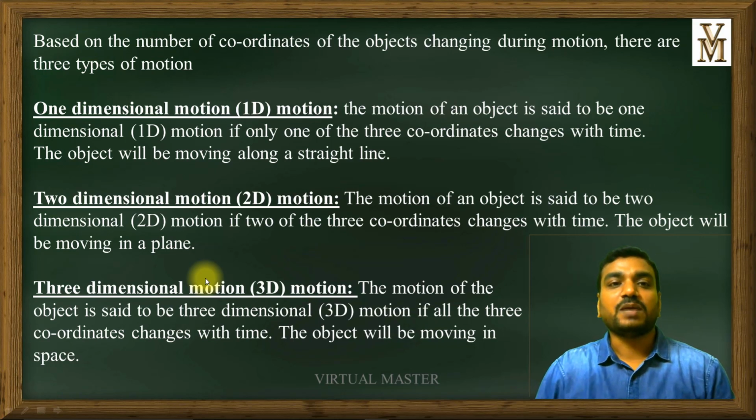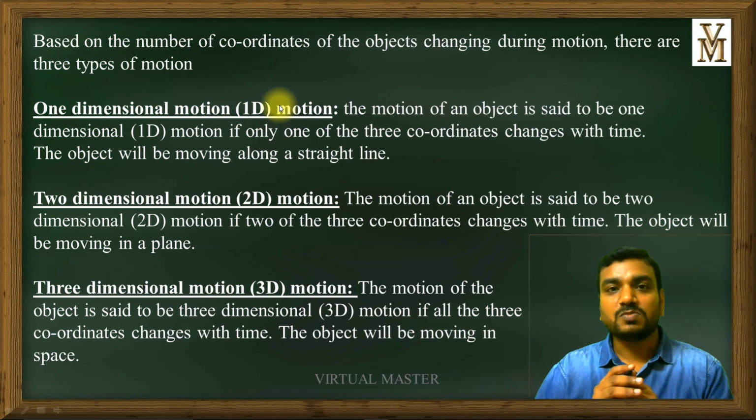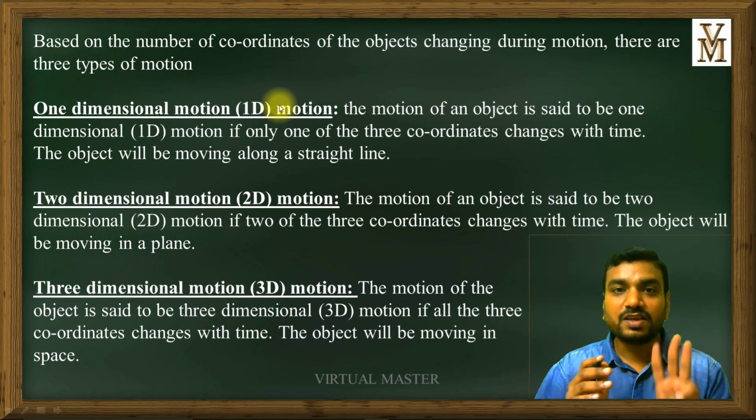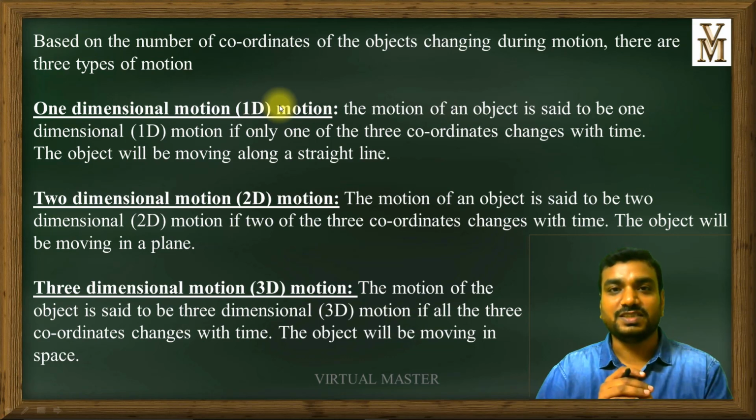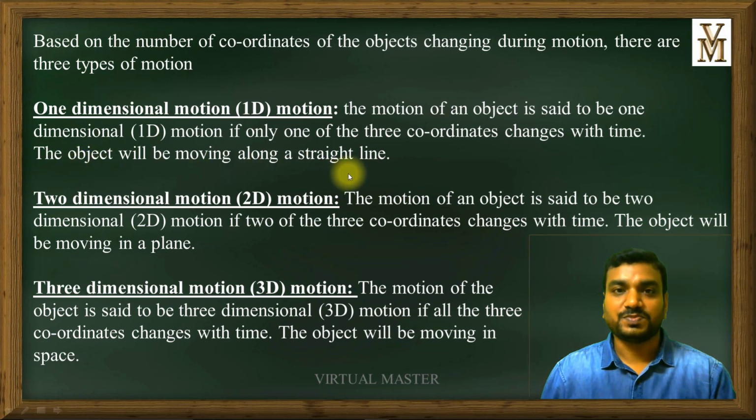First, one-dimensional motion. Now, what is one-dimensional motion? In one-dimensional motion, out of the three coordinates, only one coordinate of the object will be changing. This type of motion is called one-dimensional motion. In this case, the object will be moving along a straight line.